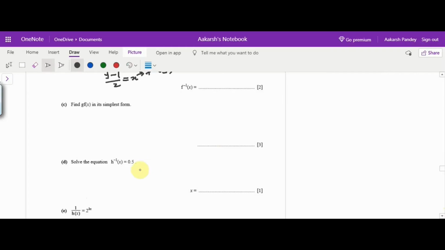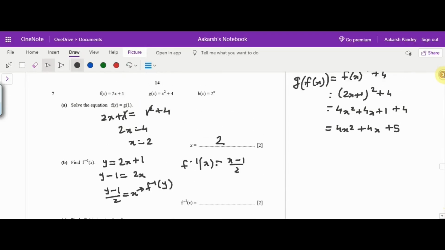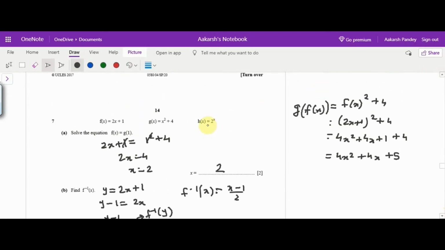Now I have to solve h inverse of x equal to 0.5. Again, first I'll find h inverse. So using that same trick, I get y equals 2 raised to x. Now when we have exponents, we have a function known as log.